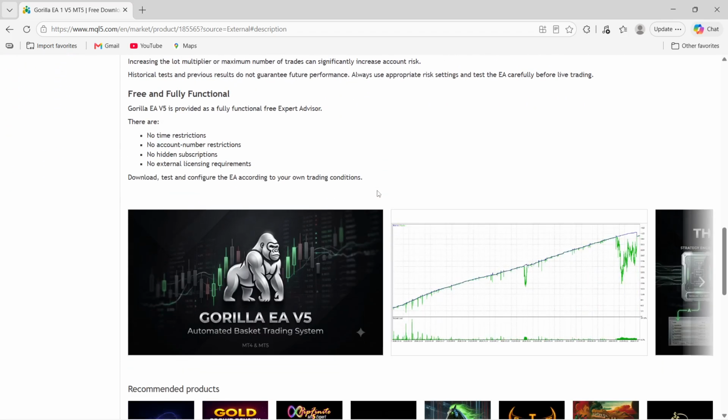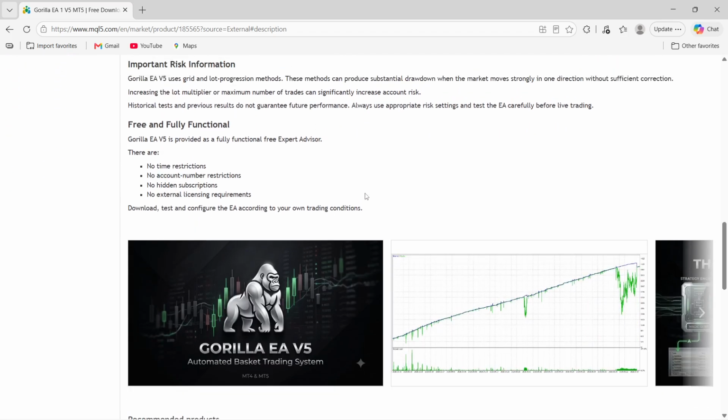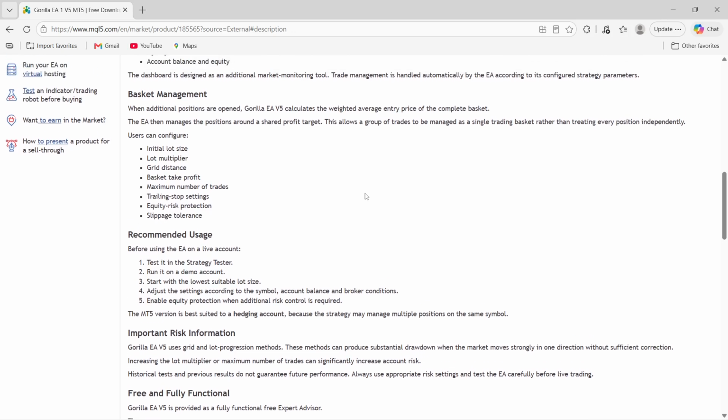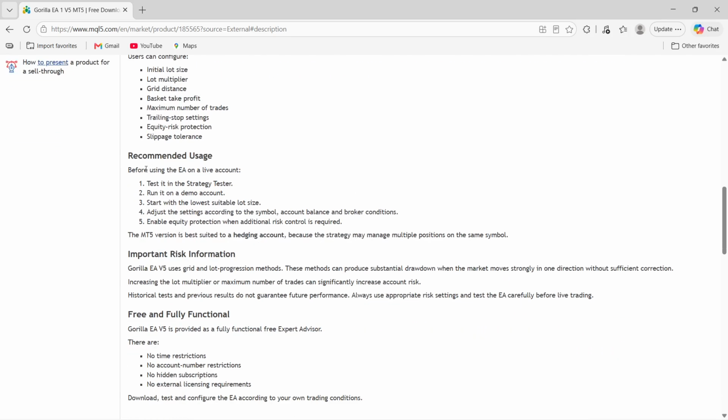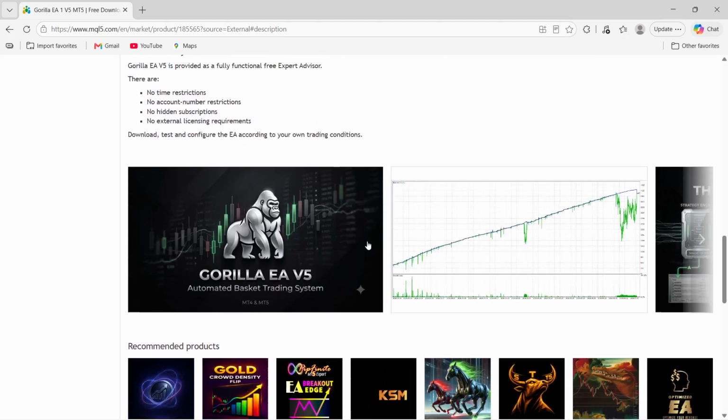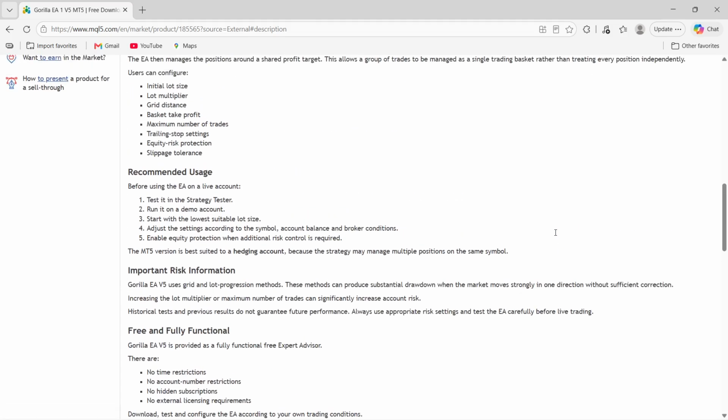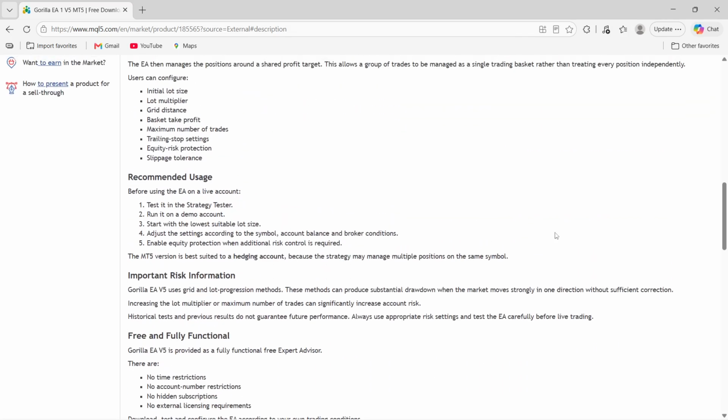Right, so we can see that it is recommended to test it in the strategy tester first, which I've actually done. I had the opportunity to test it and carry out my own backtest on the EA, which we'll get to very soon, once we are done with the developer claims, so we see if it actually holds up.